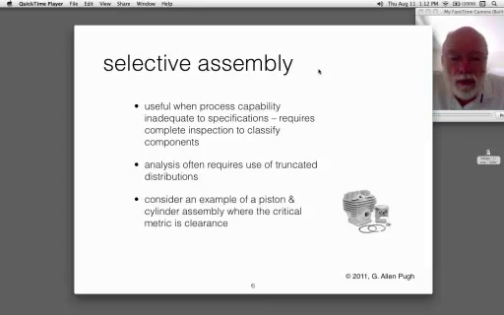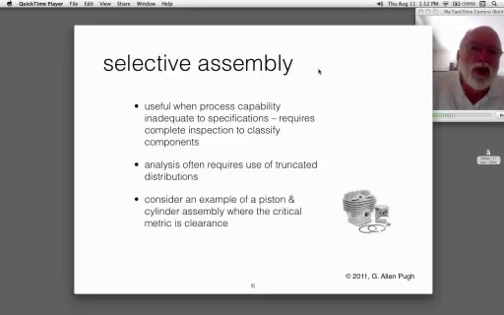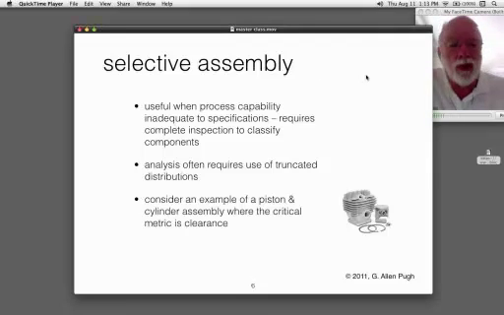For example, we have a piston and a cylinder, which is the example I'm going to use here shortly. What really happens is you have to classify all the big cylinders in one class and match them only with large pistons, because almost always the critical metric in such an assembly is not the size of the cylinder or the size of the piston. It is the clearance between the two. That is what really is important because it determines the performance of the entire engine. As a matter of fact, it determines the reliability of the entire engine as well.